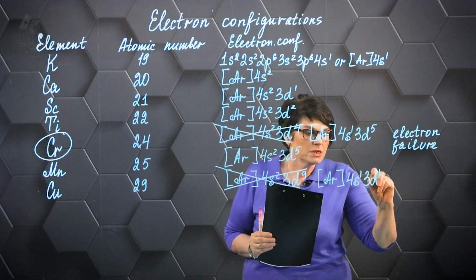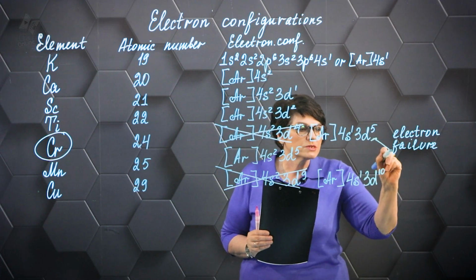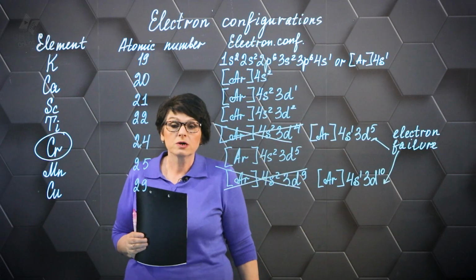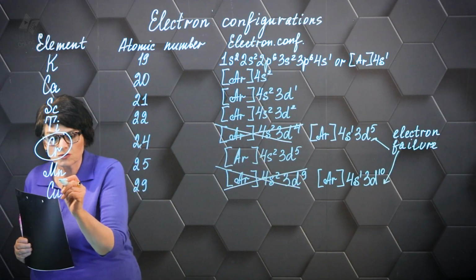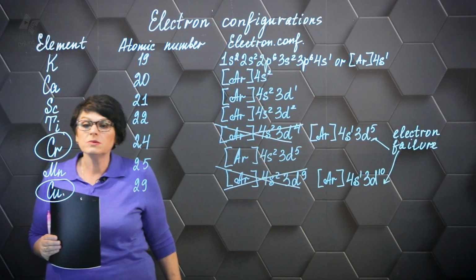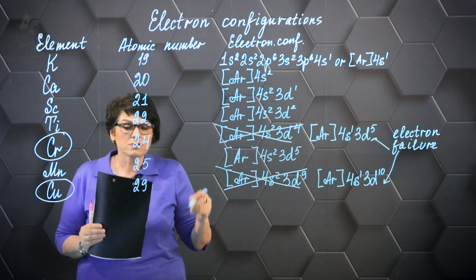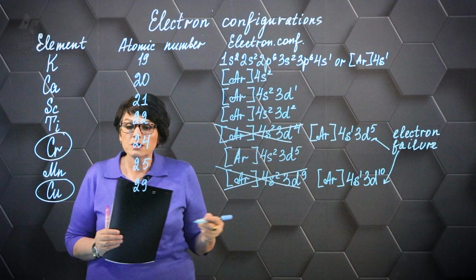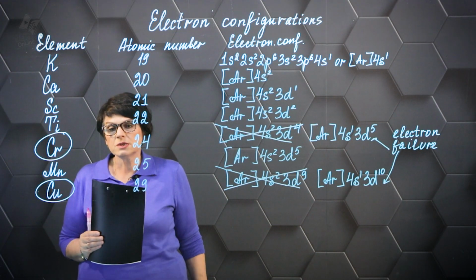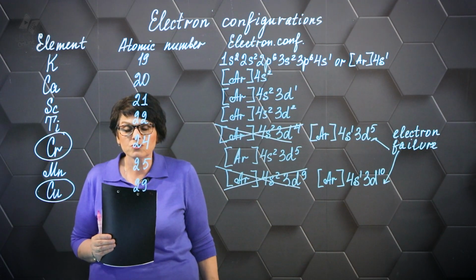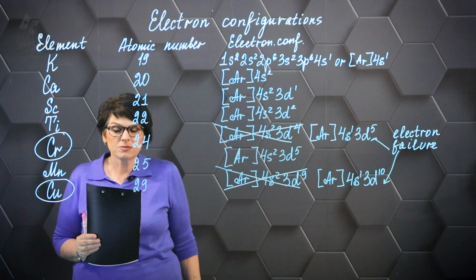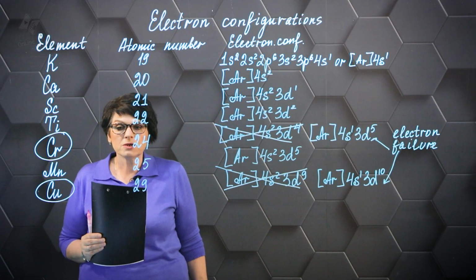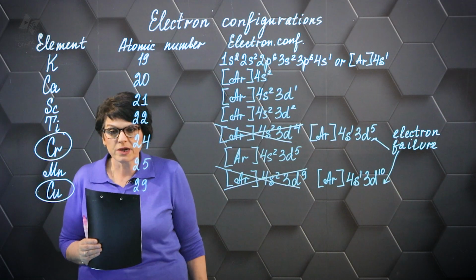Thus, in the fourth period, there are 2 such elements in which there is a failure of electrons. These are chromium and copper. First the s sublevel is filled and then d, but from the s sublevel 1 electron moves to the d sublevel. This is due to various reasons, including, for example, for chromium, that this allows it to have a larger number of unpaired electrons.